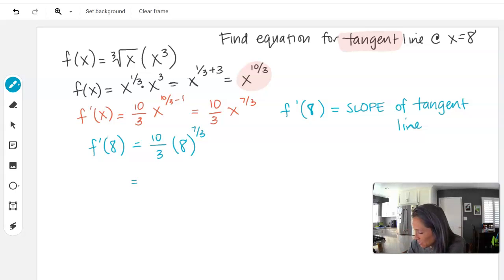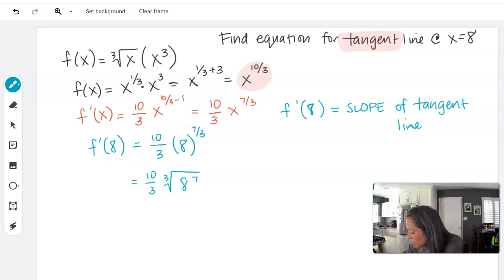So this is equal to 10/3 times the cube root of 8 to the 7. Here's what students do that is inefficient. Every student I've ever had in AP Calc wants to do this. They want to apply the power before the root, before that radical. And I think it's just because of how it looks within the notation. We typically write it with the power inside because it's just kind of cleaner looking.